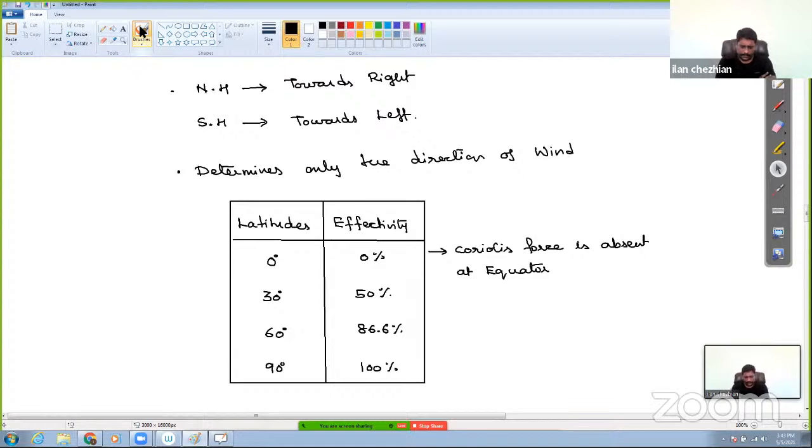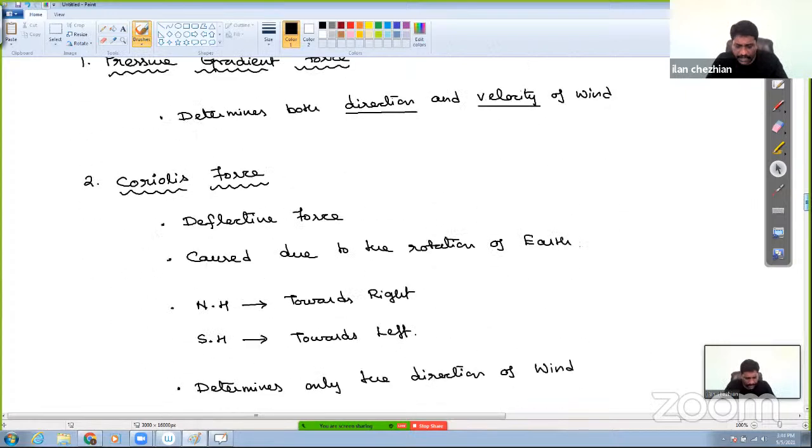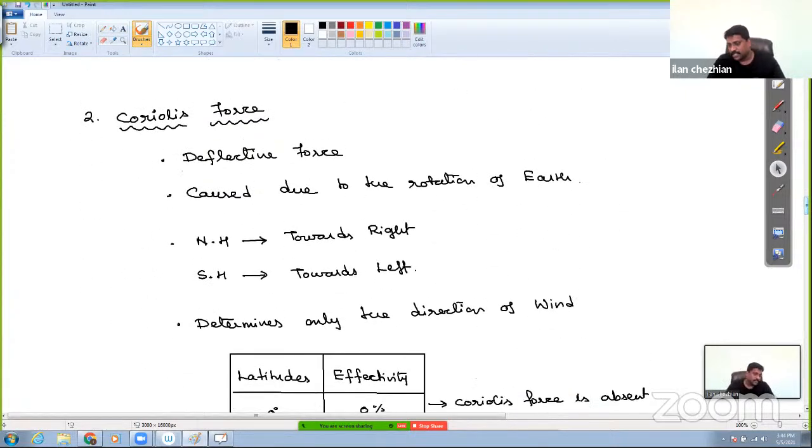Right. So let me tell you again, my friends, Coriolis force increases with increasing sine of latitude and increasing velocity of wind. If the velocity of wind increases, there also Coriolis effectivity increases. Am I right? If latitude increases, there also Coriolis effectivity increases. Okay. Right, my friends. So somewhere we have an idea. So pressure gradient force and Coriolis force I have just given you.